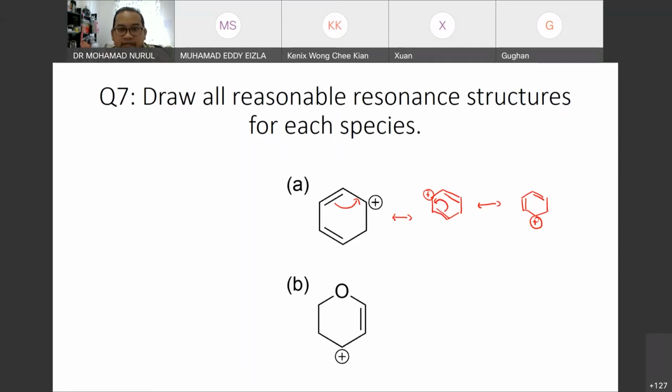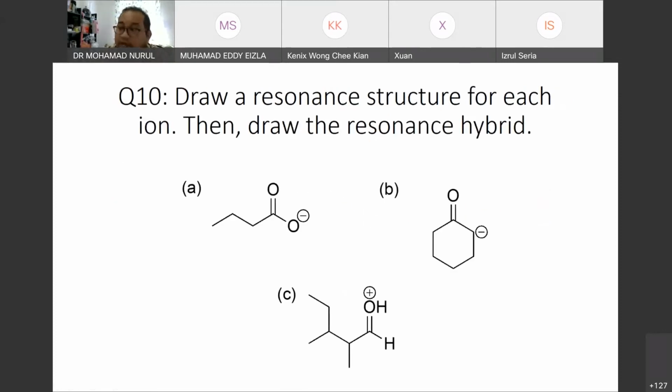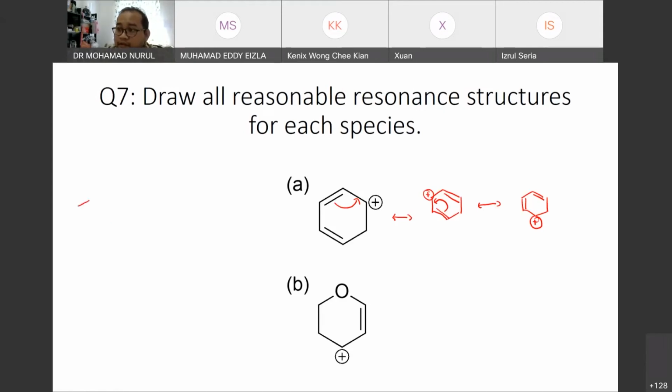Doctor, aren't we supposed to move it anti-clockwise? Anti-clockwise cannot. If you want to move anti-clockwise, okay, some people are joining quite late, so I have to allow them to enter. Okay, let's do anti-clockwise.